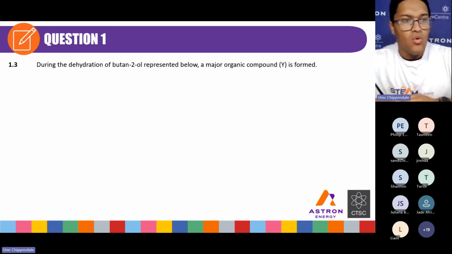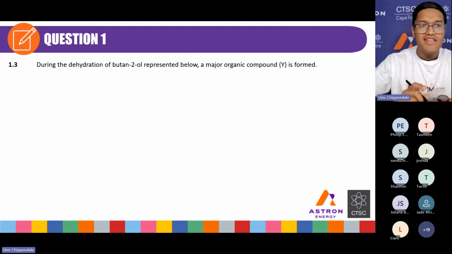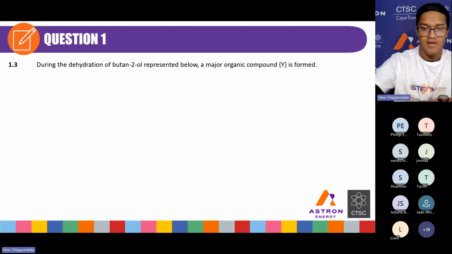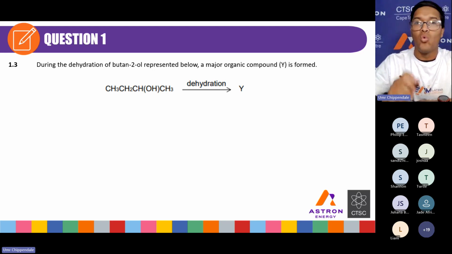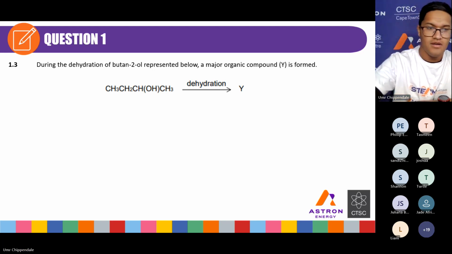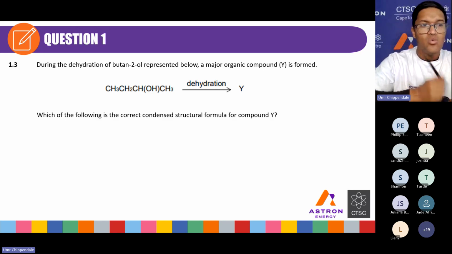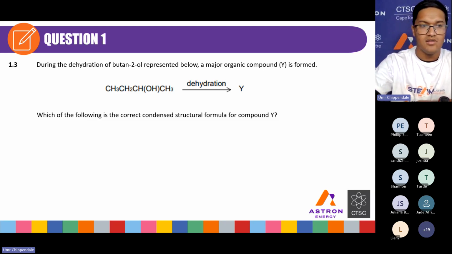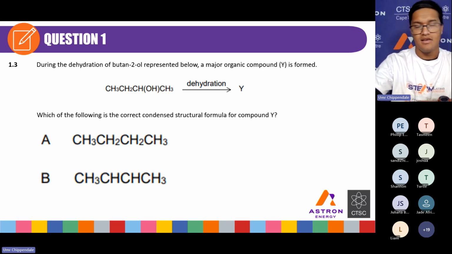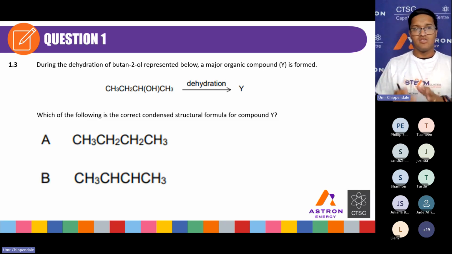Moving on, 1.3. During the dehydration of butan-2-ol, represented below, a major organic compound Y is formed. It asks which of the following is the correct condensed structural formula for compound Y. Is it going to be this or this? I know for multiple choice there are usually 4; I have the other 2 on the other slide.